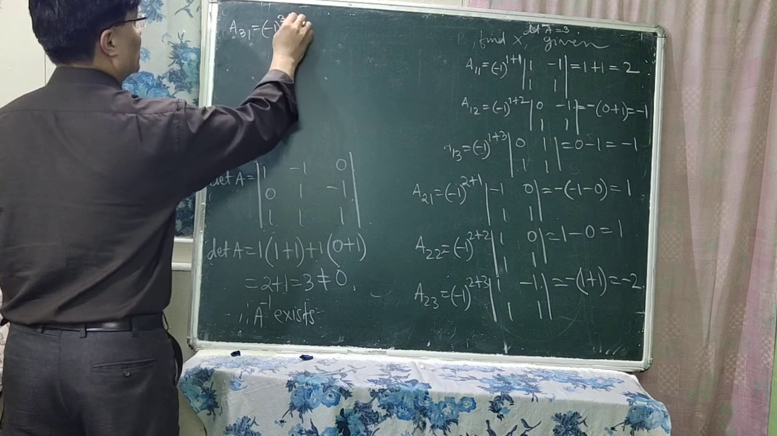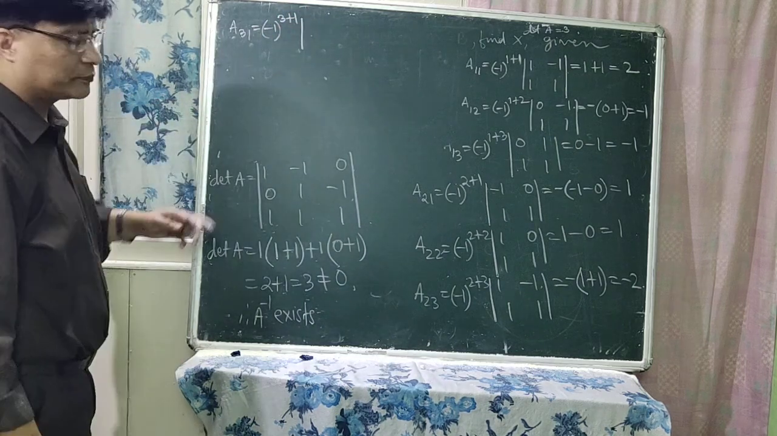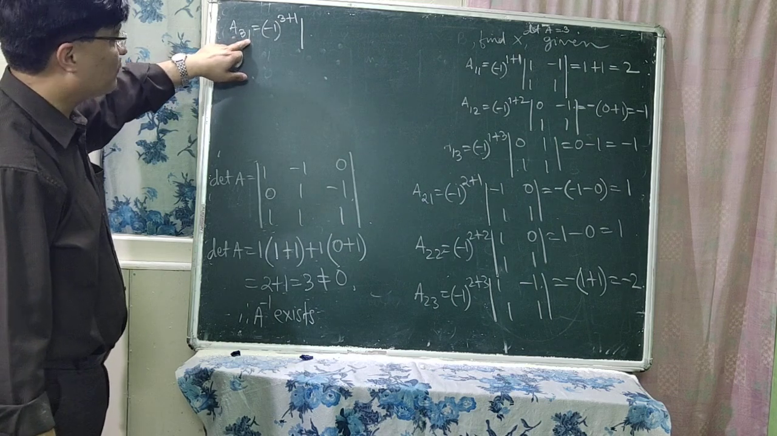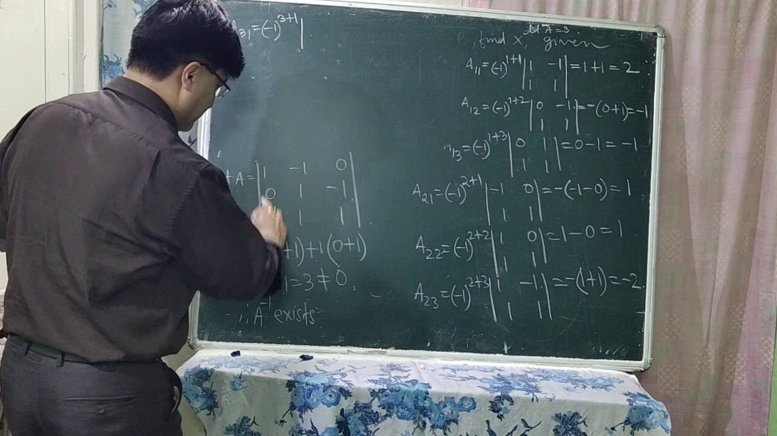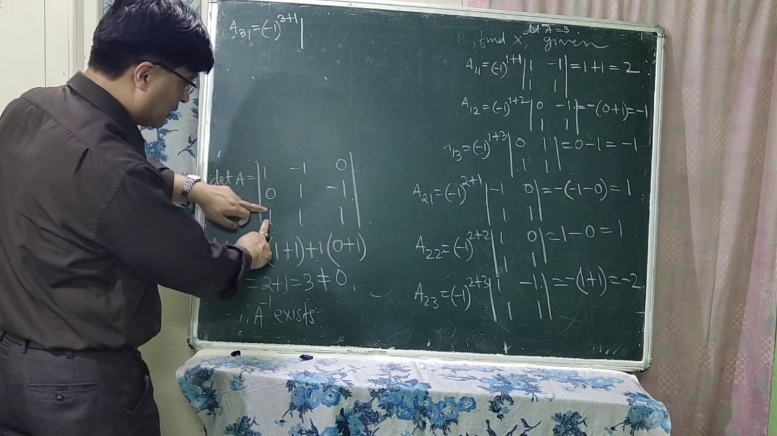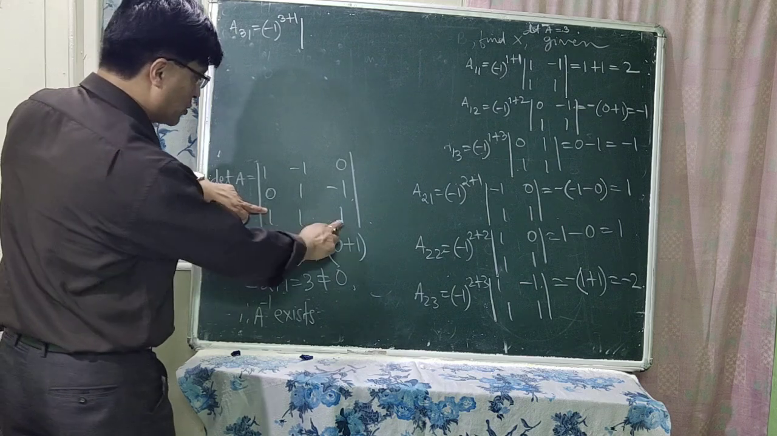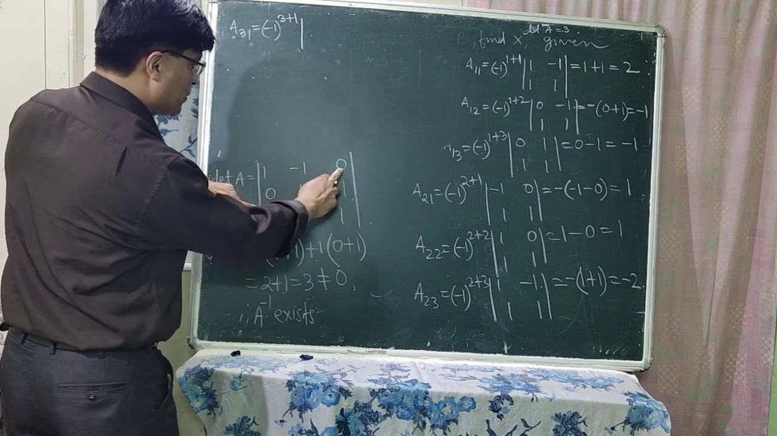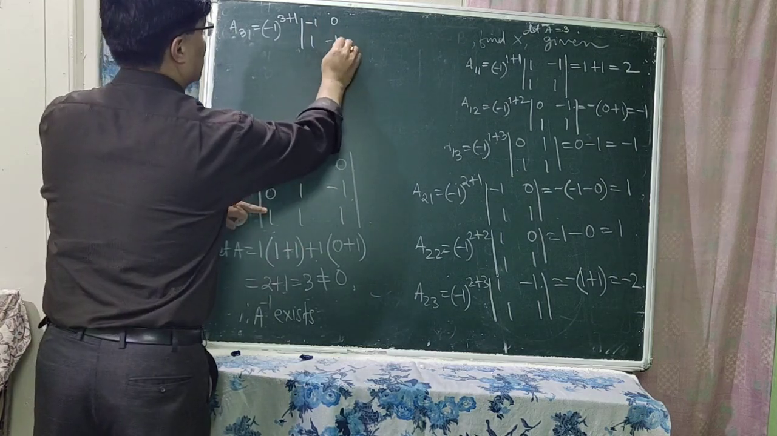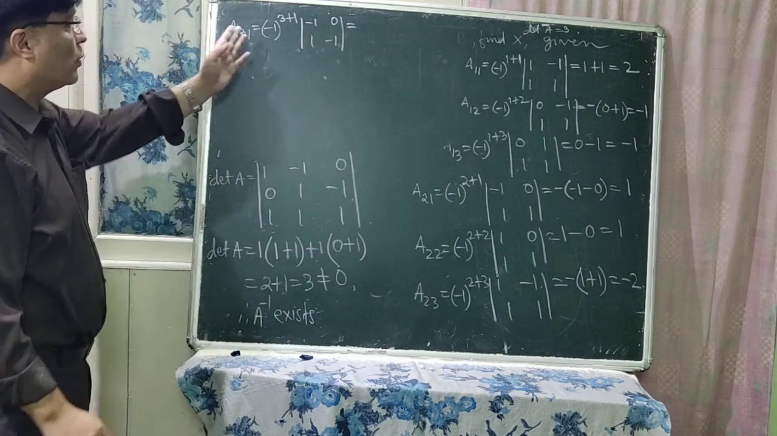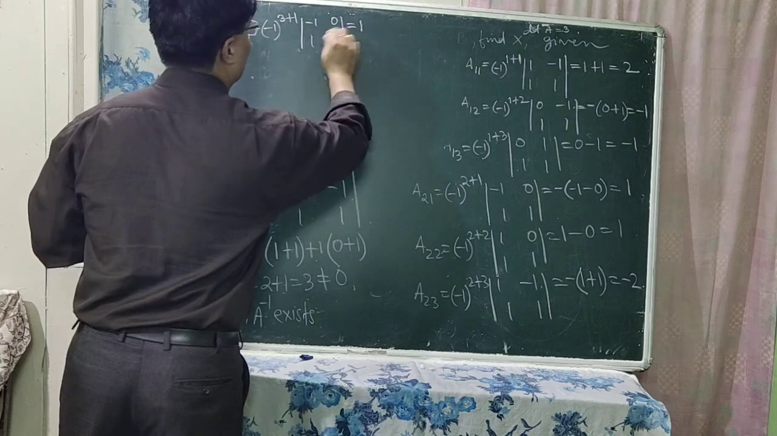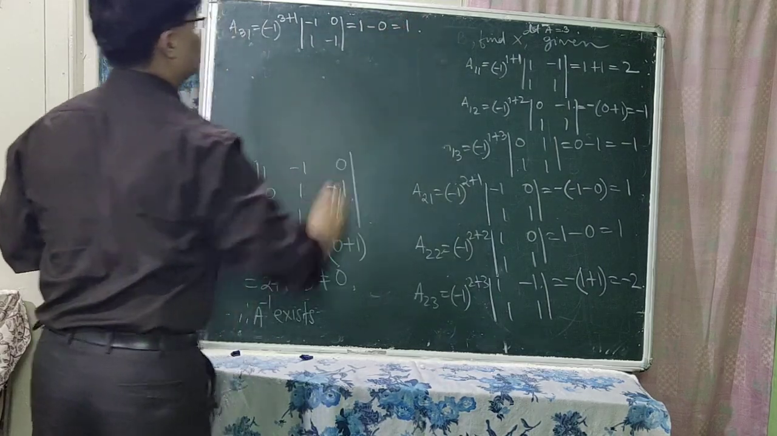Minus 1 whole to the power 3 plus 1 into. A31 means the cofactor of the element belonging to the third row and first column. Third row and first column, that is 1. You have to find out the cofactor of 1. Now delete the row and the column through the element 1. Third row and first column are deleted. What remains is minus 1 0 1 minus 1. Which is equal to, what is minus 1 to the power 4? It is plus, right? So minus 1 minus 0 is equal to 1.